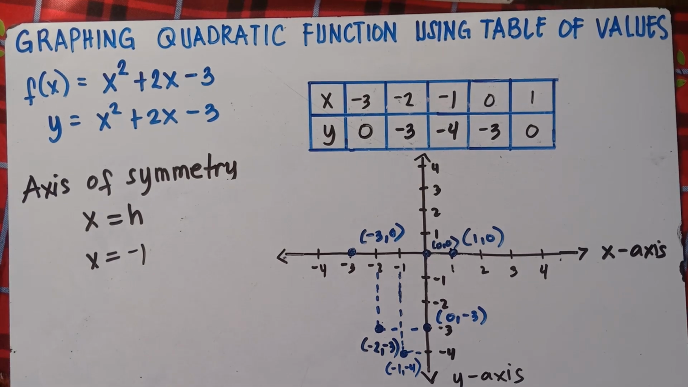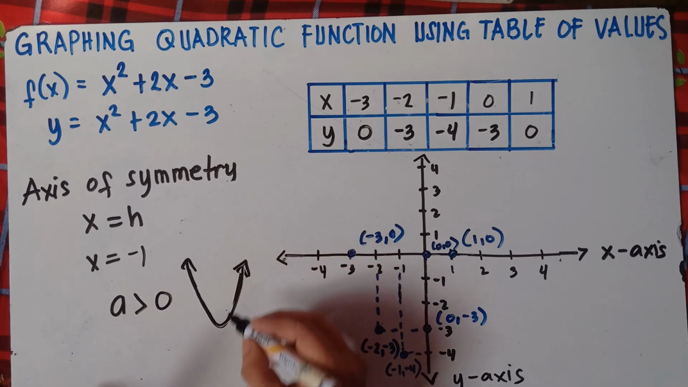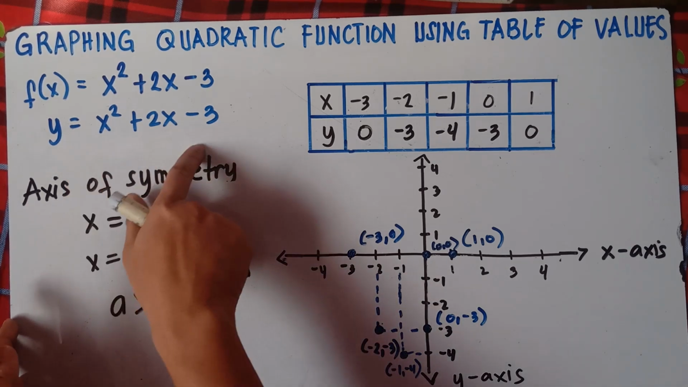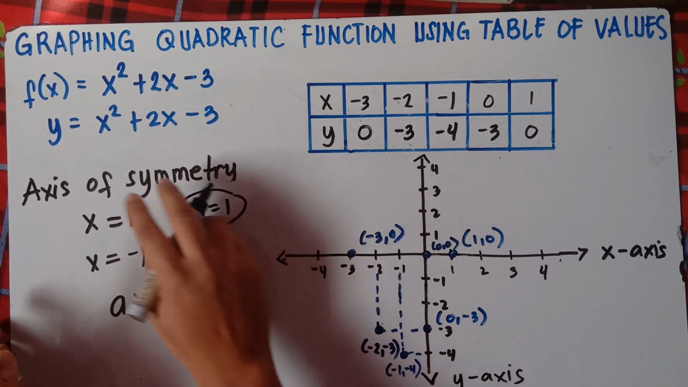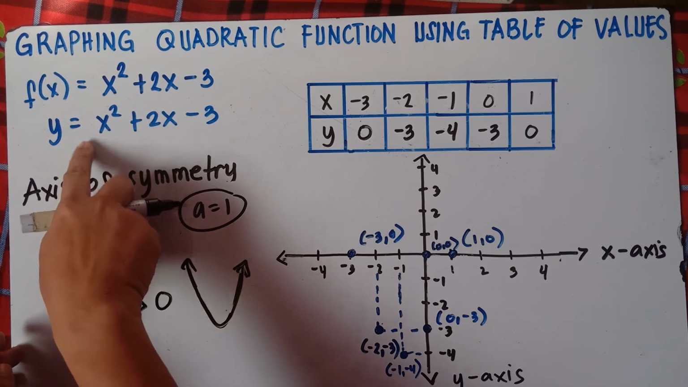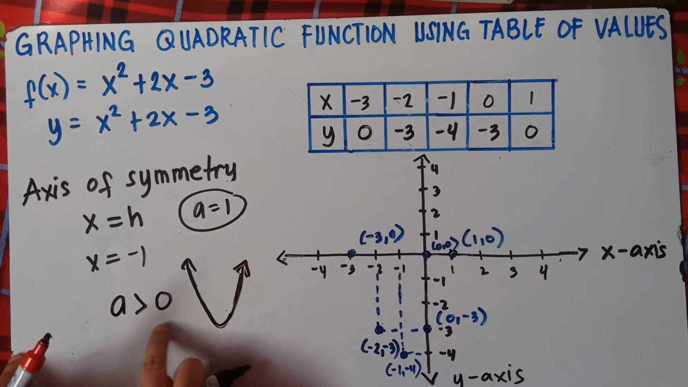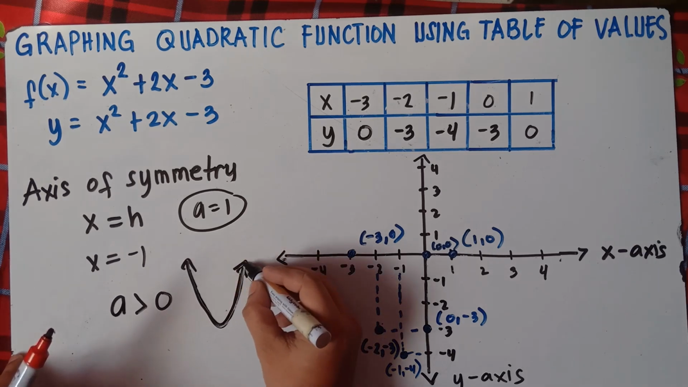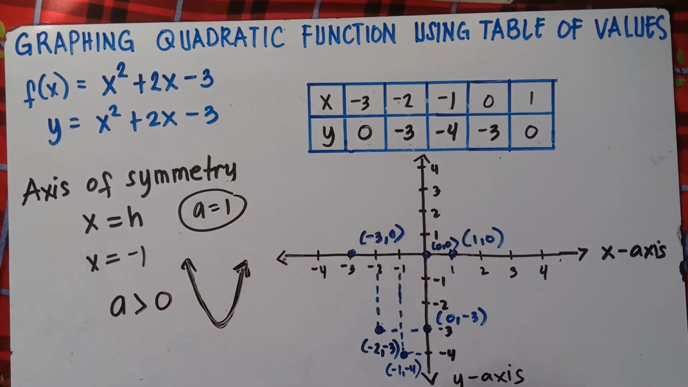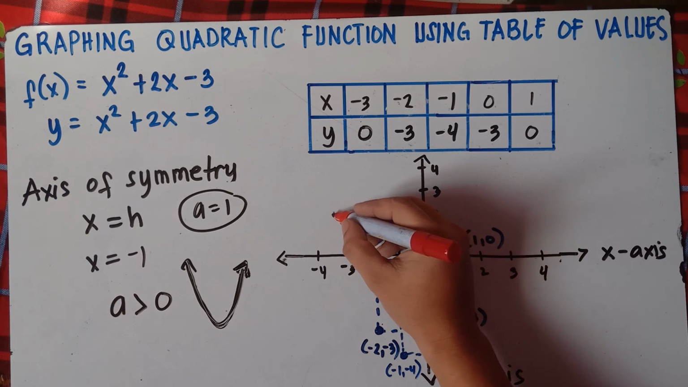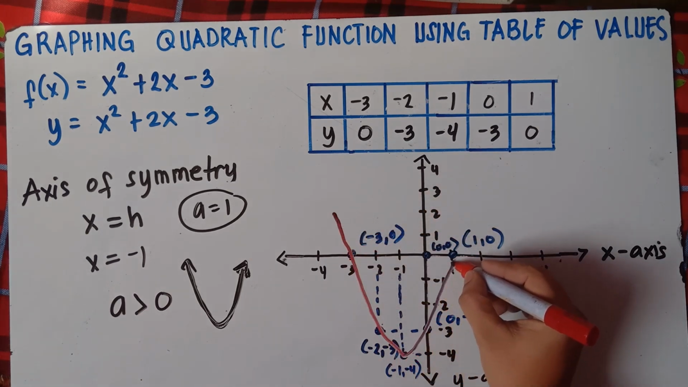Let's connect. If a is greater than 0, your parabola opens upward. So what is the value of a, class, in our function? Our a is beside x squared, so our a is positive 1. Since 1 is greater than 0, our parabola opens upward. Always remember this one, class: if your a is greater than 0, your parabola opens upward. So this will be our graph. Connect the points and you will have your graph, class.